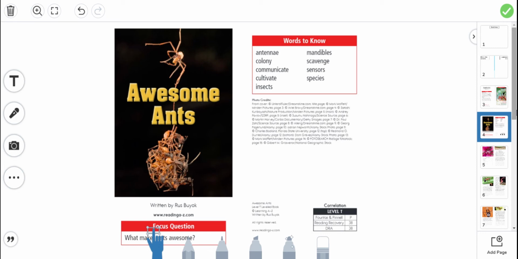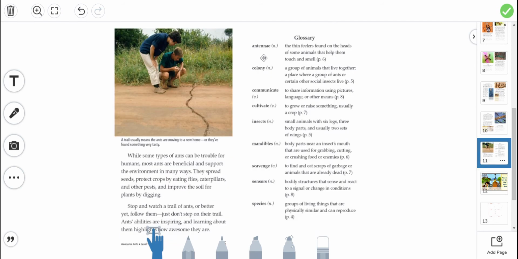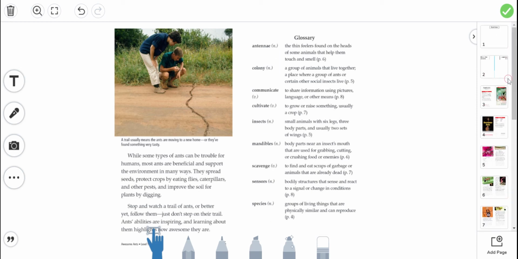These words to know, you can go to the glossary. And these are all the words we need to know. So we have antennae, the thin feelers found on the heads of some animals that help them touch and smell. A colony, a group of animals that live together, a place where a group of ants or certain other social insects live. So this has all of our bold words that will help us understand the story.